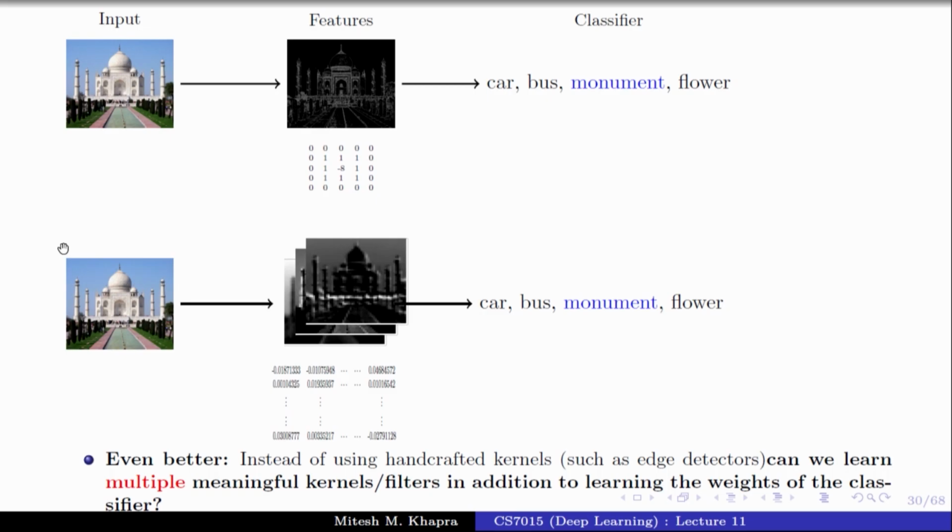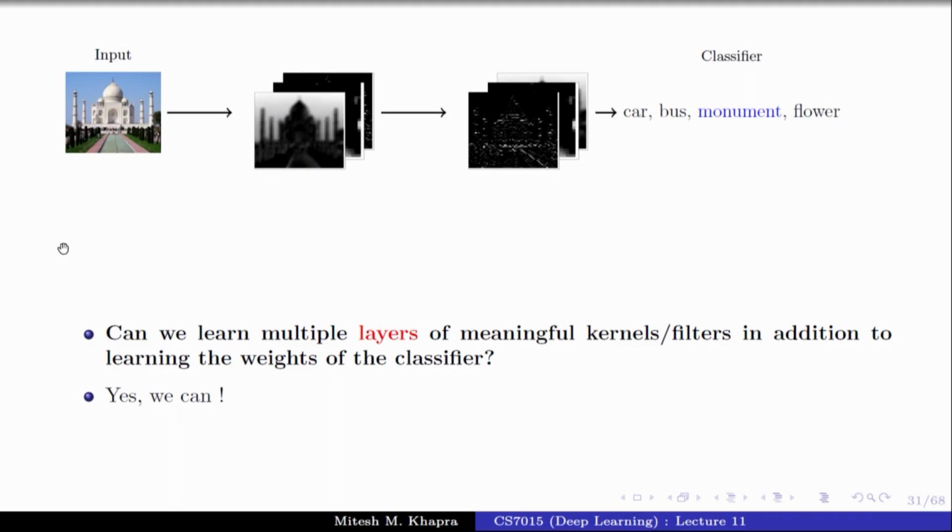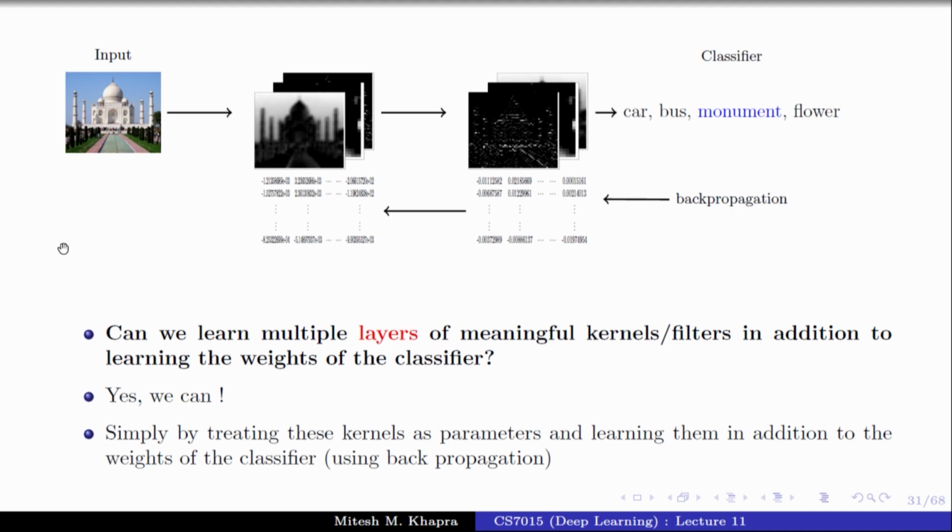I can take this output, apply further convolutions to it, and get one more representation. So I can do the following. I took the original input, applied a bunch of convolutions to that, got some intermediate hidden representation. I took this as my input now, applied some more convolutions to it, and got another hidden representation. And this hidden representation is what I'm going to feed to the classifier. And all of these weights, I want to learn along with the weights of the classifier. Does that make sense? Okay?